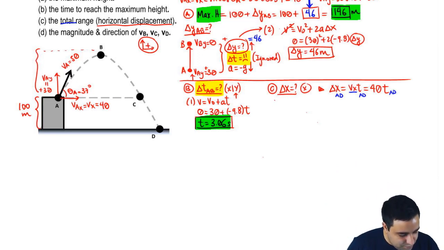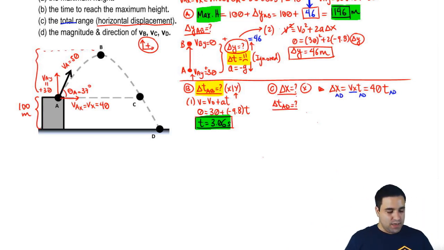So I'm going to have to first find what is delta t from A to D, and then I'll be able to plug it back in here. In doing this, I am already determining that the interval is going to be from A to D, and since I just got stuck in the x-axis, we're going to do this in the y-axis.